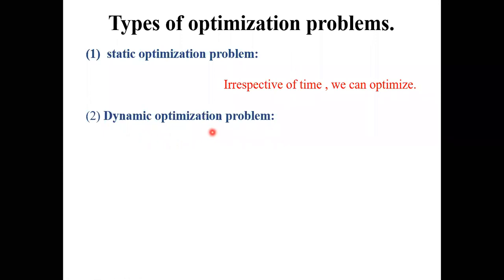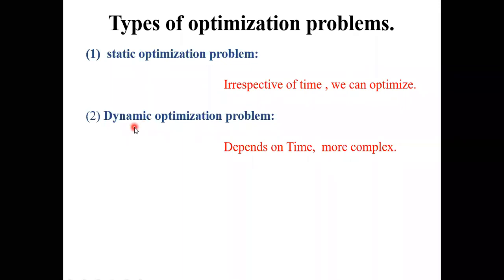And coming to the dynamic optimization problem, here we need to consider time also. When we are considering time, the optimization problem becomes complex. Complex means the difficulty increases in the case of a dynamic optimization problem. Now we can understand the basic difference between a static optimization problem and a dynamic optimization problem.